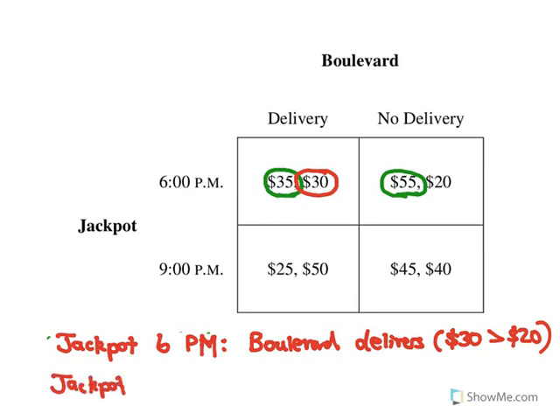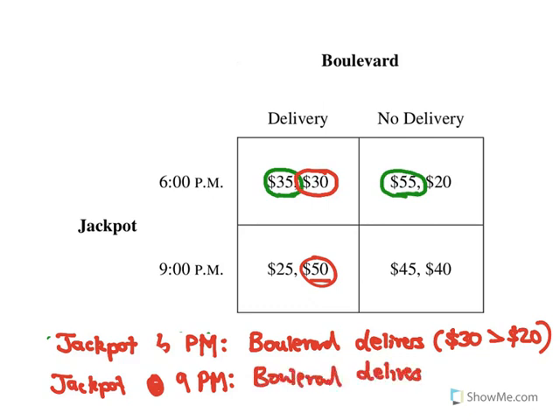Now, if Jackpot closes at 9 p.m., what should Boulevard do? Well, if Jackpot closes at 9 p.m., I either get $50 if I offer delivery or $40 if I don't offer delivery. Well, what would I rather have, 50 or 40? I'd rather have 50. So I'm going to circle 50, go ahead and erase that little line there, and then go ahead and list it out. So Boulevard is going to deliver. And that's because $50 is greater than $40.